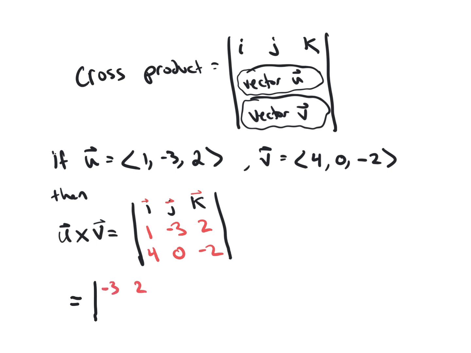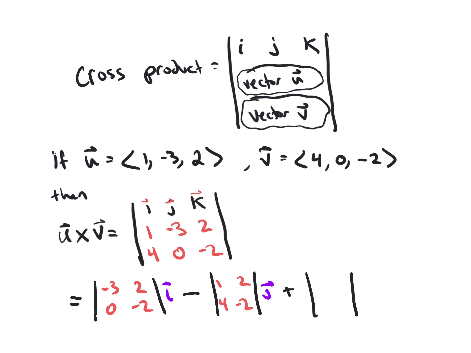So what we do is we say it equals the determinant of -3, 2, 0, -2 times i hat, minus the determinant of 1, 2, 4, -2 j hat, plus the determinant of 1, -3, 4, 0 times k hat.